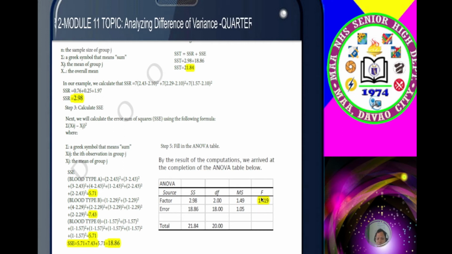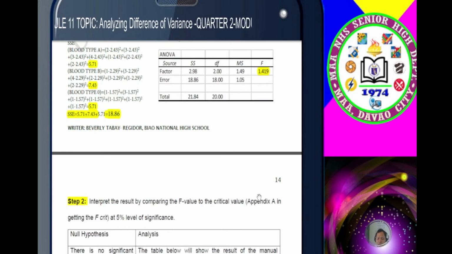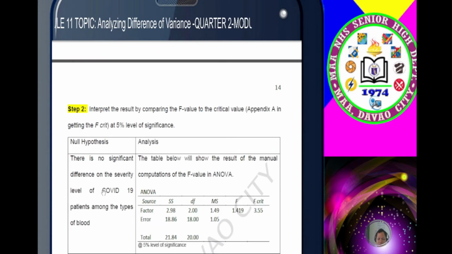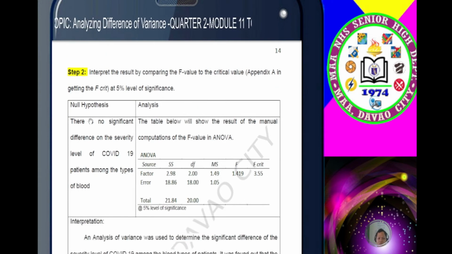After that, we'll now have this analysis. Let's look at the critical value to see if we are going to reject or accept the null hypothesis. Step 2, interpret the result by comparing the F value to the critical value in the critical value appendices. At 5%, we have here a hypothesis: there is no significant difference in the severity level of COVID-19 patients among the types of blood.